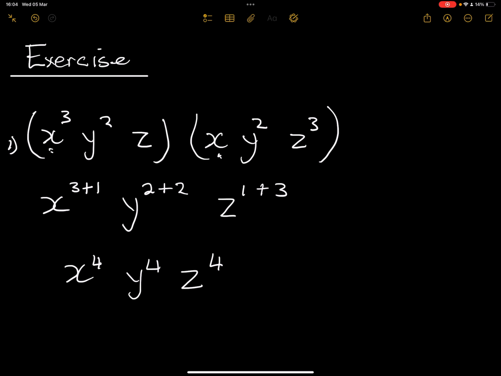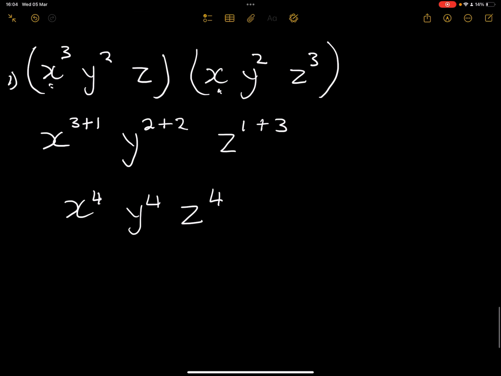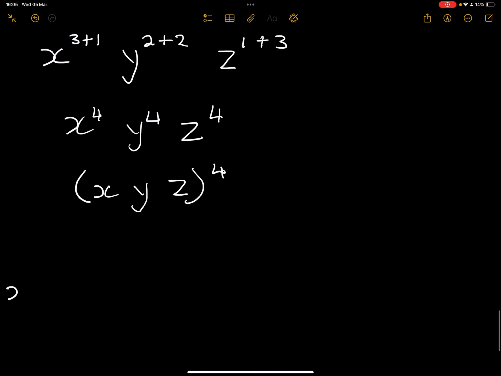If you really wanted to be pedantic about it, we can actually write this as x, y, z, all of them raised to the power 4. Remember what we said in this case, if we raise to the exponent 4, it means that we will do this for all of the different bases. Okay, right, now quickly let's go on to the next one.